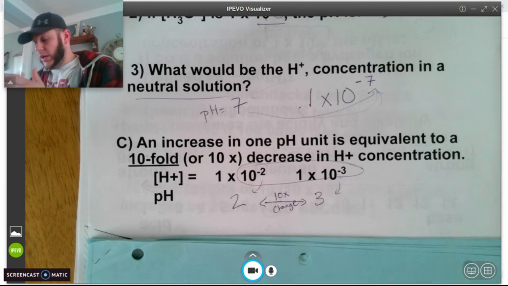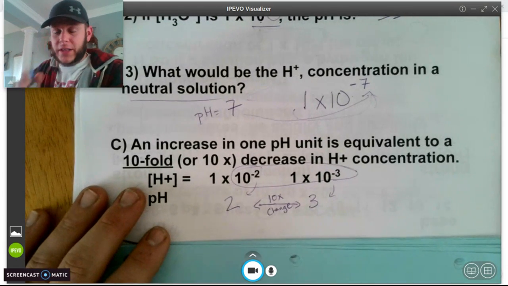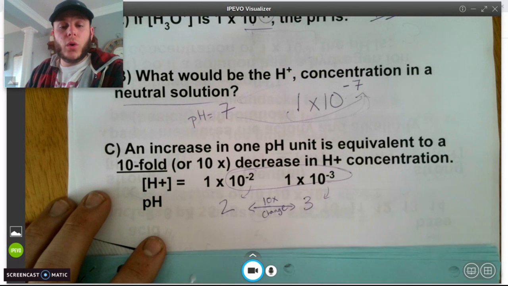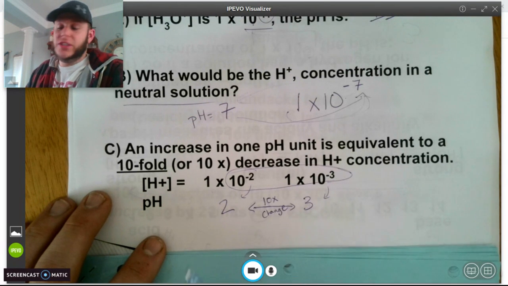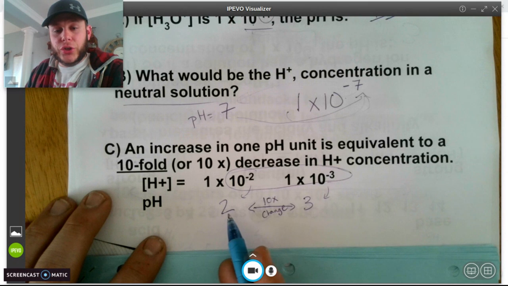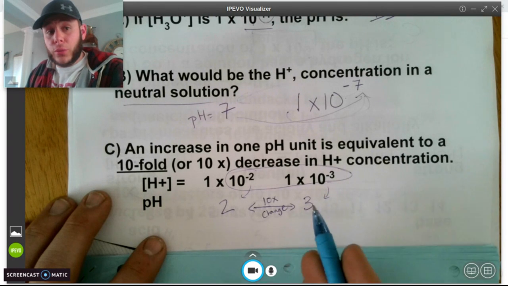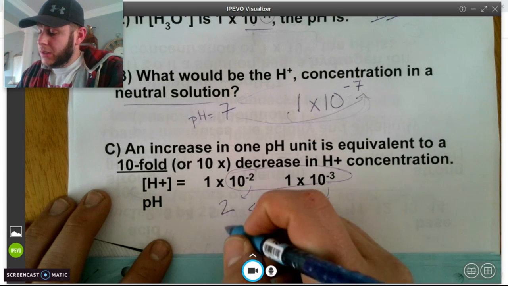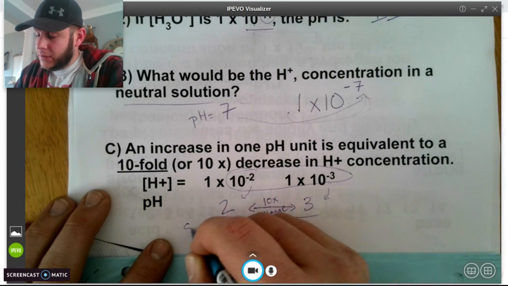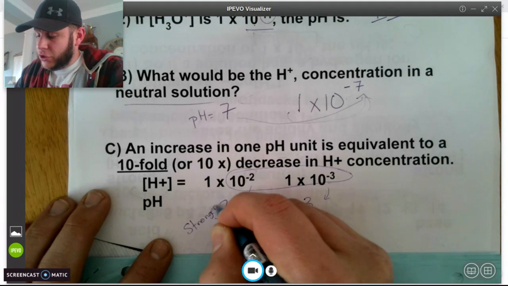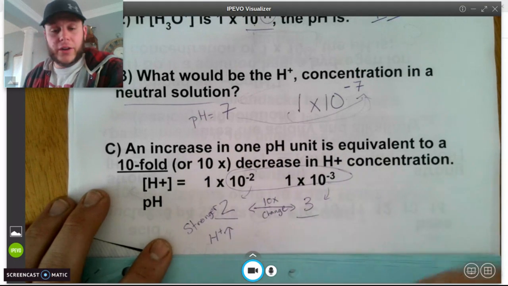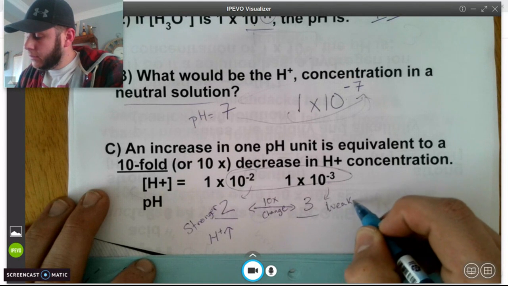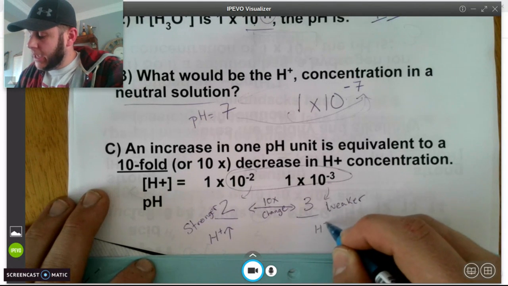All right. Now, I just want to take a second to clarify this one little thing. Where is there more H plus? Is there more H plus at 2 or more H plus at 3? Be careful before you answer. Because if I have a stronger acid, I have a stronger acid because the H plus is higher. And if I have a higher, weaker pH, that's because the H plus is lower.